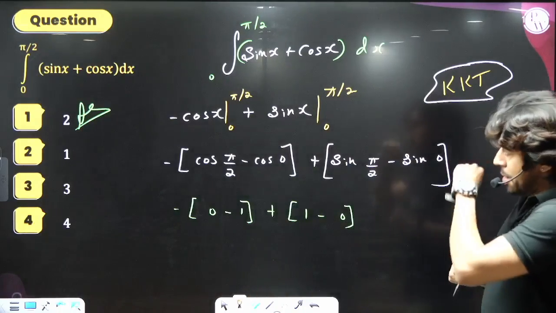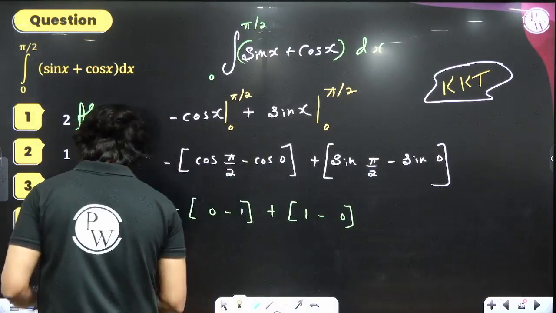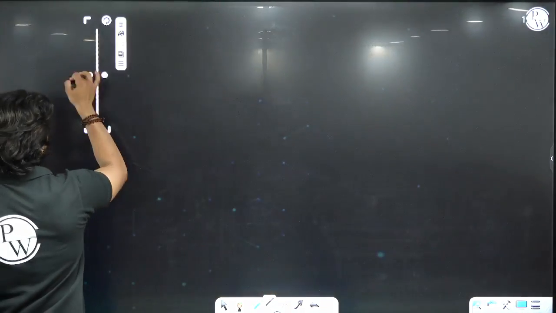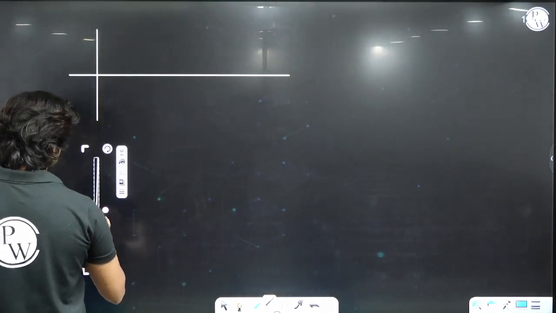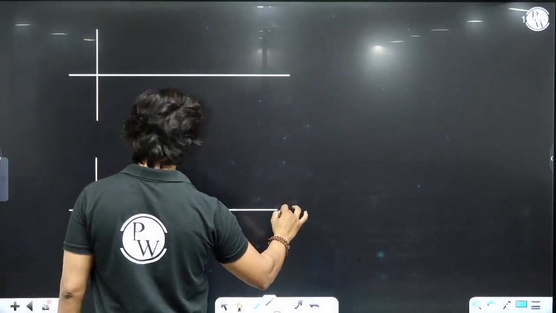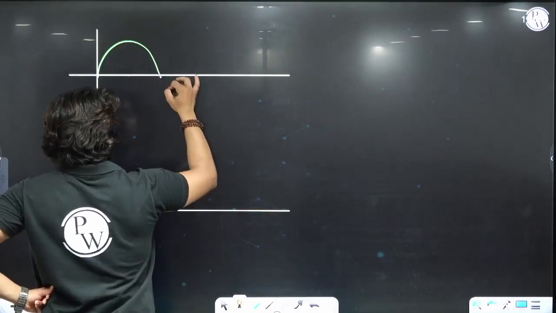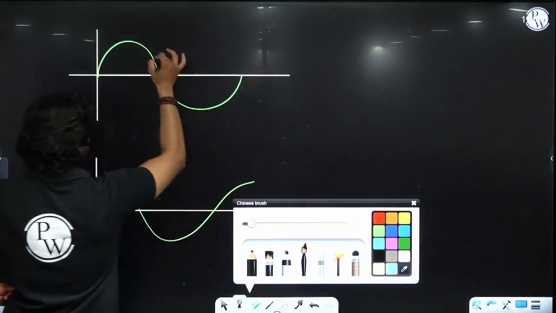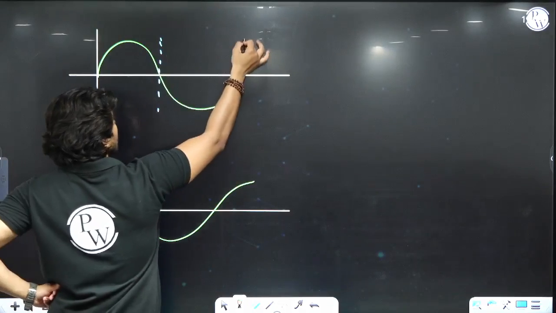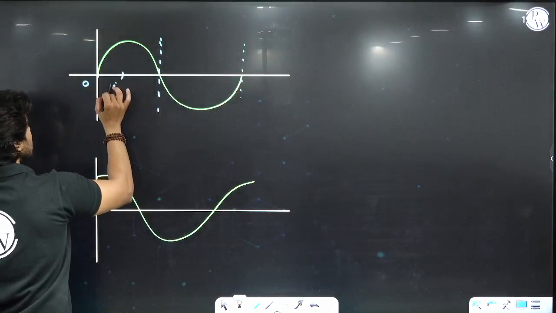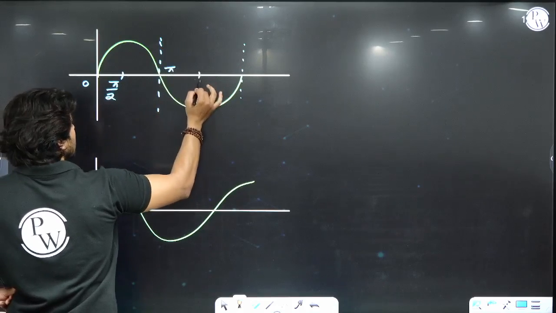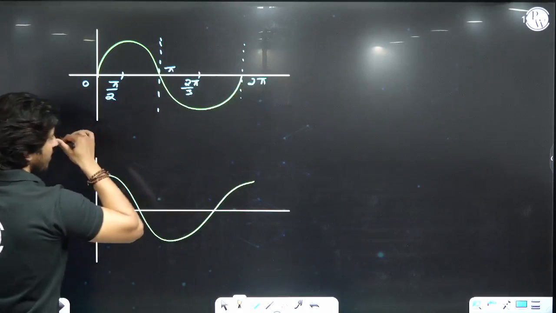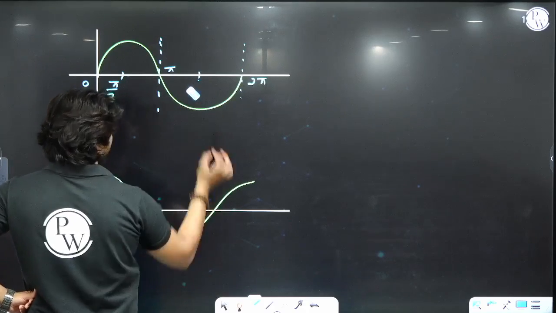That's cool. Now the thing is that if you go through the graphs, listen very carefully, all of you. If you just observe the graph of sine and cos, this is 0, this is pi by 2, this is pi, this is 3 pi by 2, 270, and this is 2 pi.